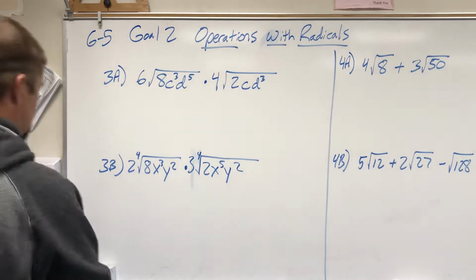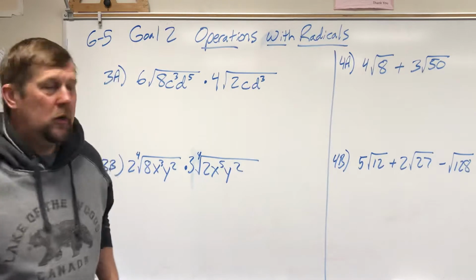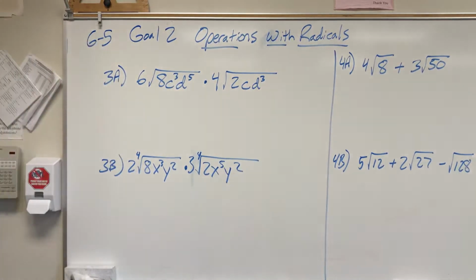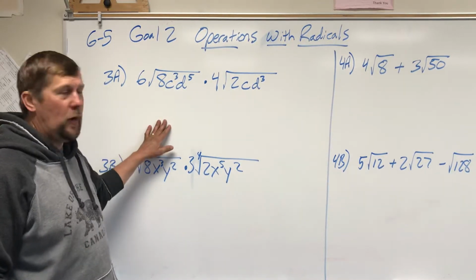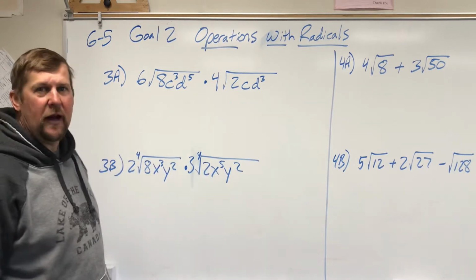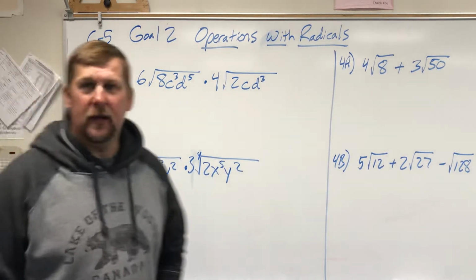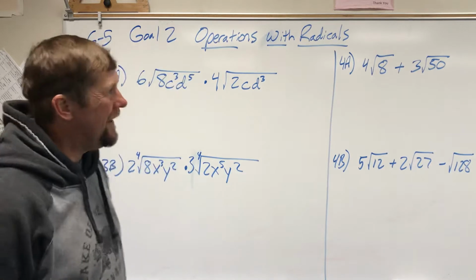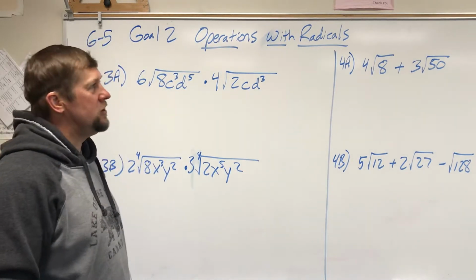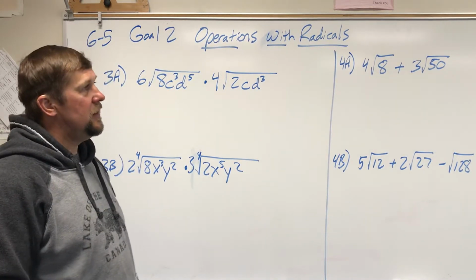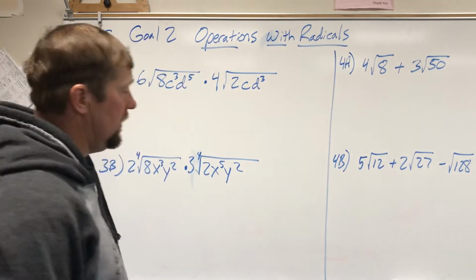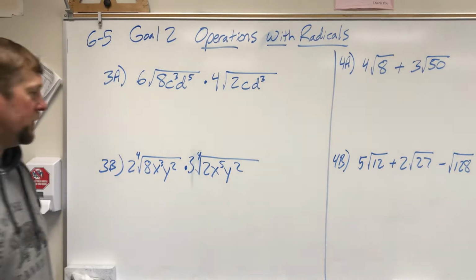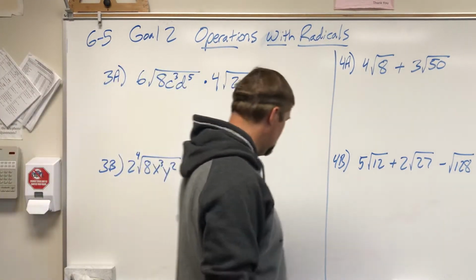Here is the 6.5 Goal 2, Operations with radicals. In this part of the 6.5 section, we are multiplying radicals, adding and subtracting radicals, multiplying binomial radical expressions, and then simplifying fractions with radicals in the denominator with a binomial in the denominator. I'll show you what that is in a little bit.